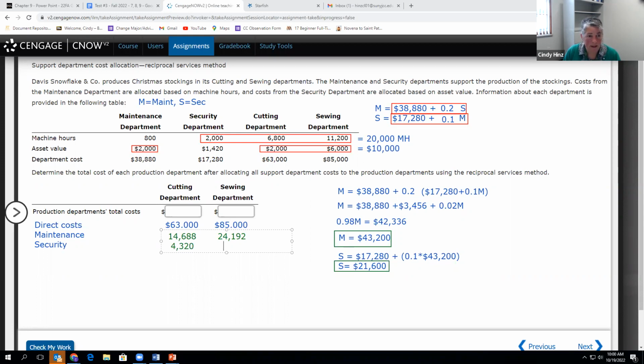And finally, the sewing department is 6,000 out of the 10,000 total dollars of asset value times the security department's $21,600. $12,960 of the total cost of the security department will be allocated to the sewing department.